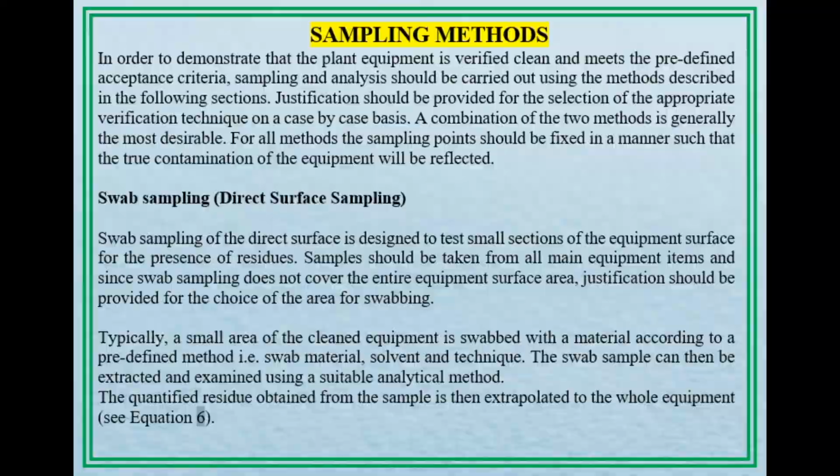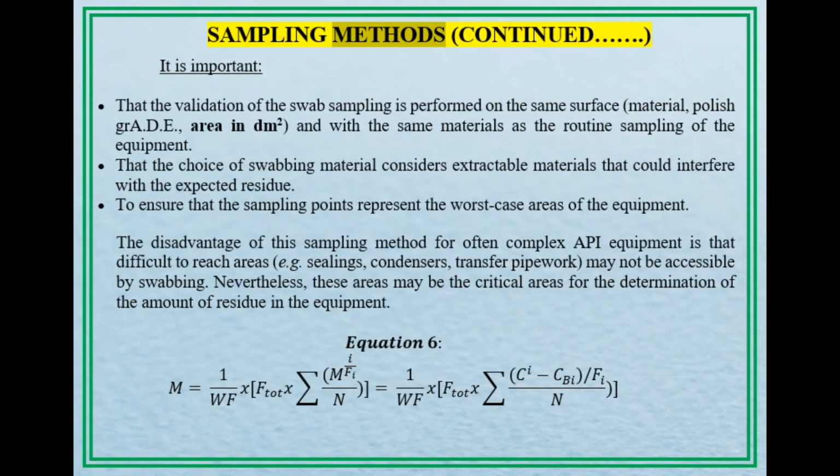See equation 6. Sampling methods, continued. It is important that the validation of the swab sampling is performed on the same surface, material, polish grade, area in dm2, and with the same materials as the routine sampling of the equipment; that the choice of swabbing material considers extractable materials that could interfere with the expected residue; and that the sampling points represent the worst-case areas of the equipment.